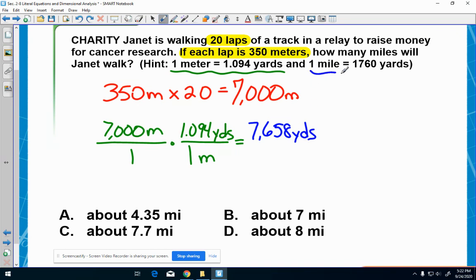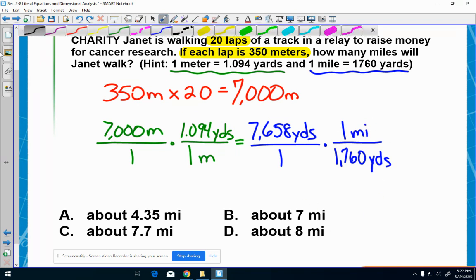So now our last conversion is going to be, well, there's 1,760 yards in every mile. So if I take my total amount of yards and I say, okay, 1,760 yards is the same as 1 mile. And remember, I put the yards in both the numerator and the denominator so that I can cancel them out.